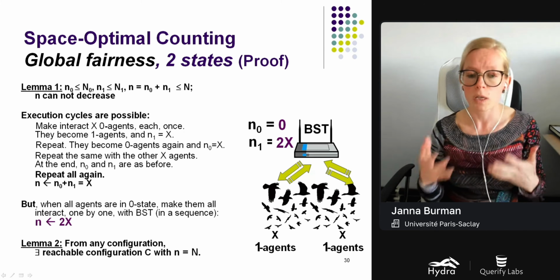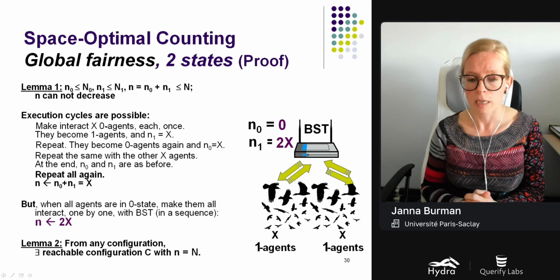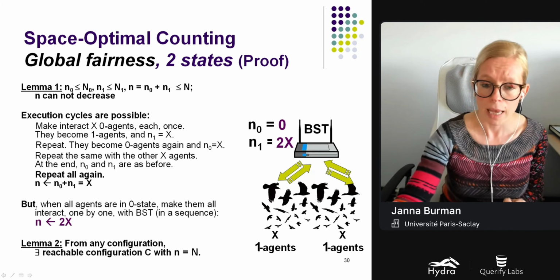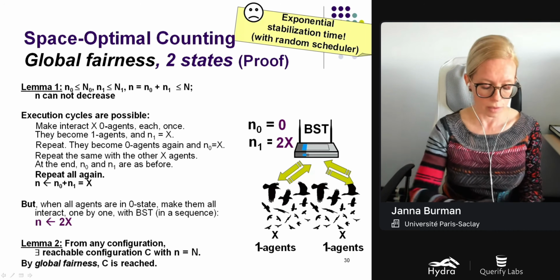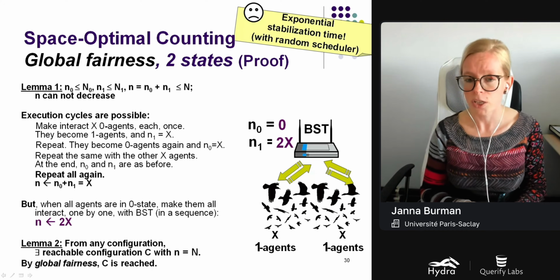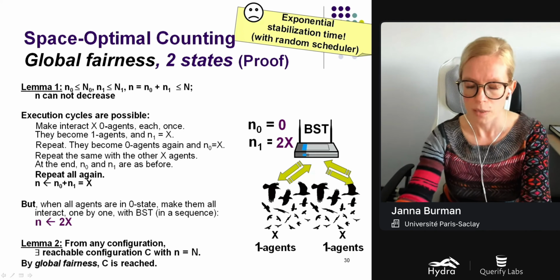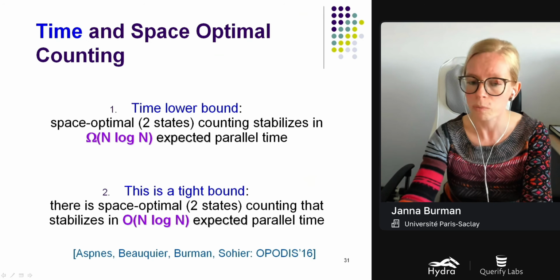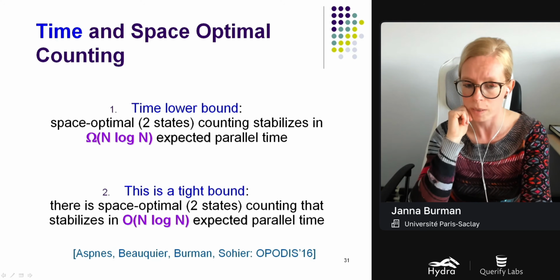Before, I told you that global fairness is quite similar to the probabilistic one. So now, if we want to analyze the time of this algorithm, we can assume a probabilistic scheduler which chooses the agents uniformly at random, and we can show that unfortunately the stabilization time of this algorithm is exponential. So this is not very good, but we can show that we can do better, even if we still use only 2 states per agent, only 1 bit.